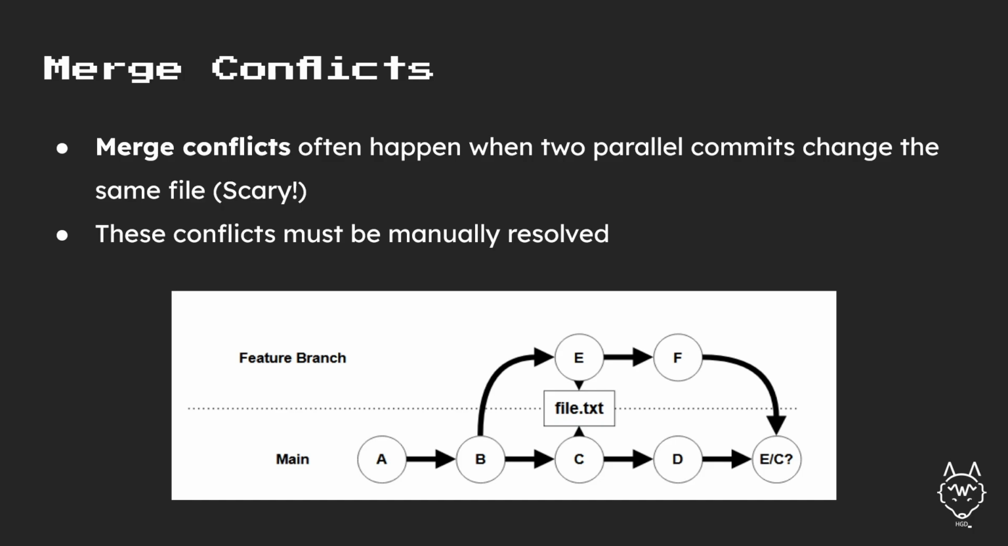But merge conflicts can arise from merges, and these are pretty scary sometimes. They often happen when two parallel commits change the same file. So two commits from different branches modify the same file. So in this example, we see E and C. There are two different commits on two different branches, but they modify file.txt. And so we have to resolve these conflicts manually.